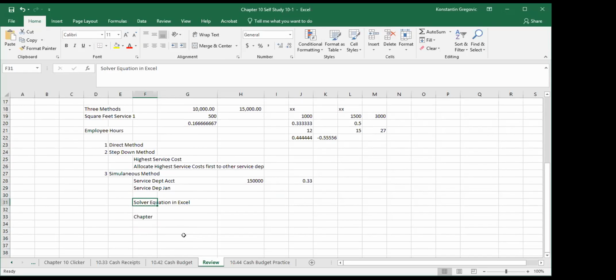So what do we do in chapter 10? That's pretty recent. We had master budgets, right? Master budgets. What's the first step for budgeting? What do you need first before you can start budgeting? What's the first step? Calculate your total revenue expected.